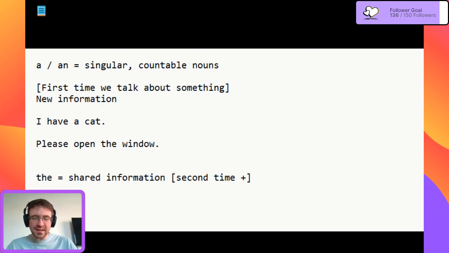When we have a singular, countable, new information, we use a or an. And when this information is shared, when it's known, we use the article the.